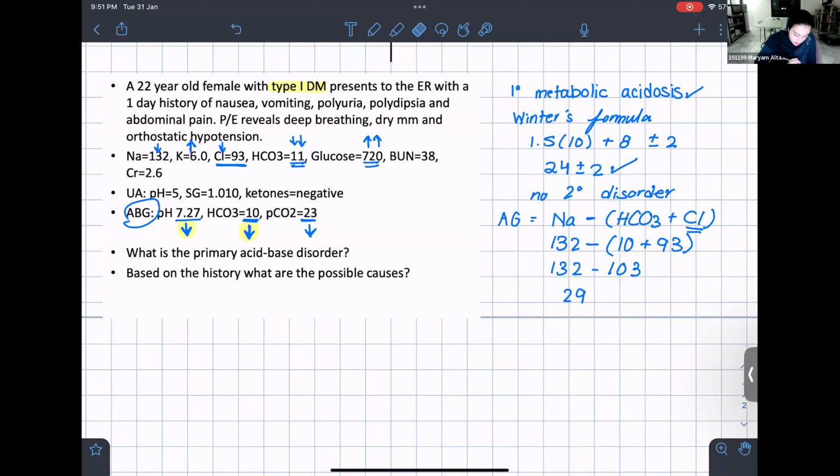Okay. So anion gap is obviously greater than 12, right? Because the anion gap is greater than 12, that means this is an anion gap metabolic acidosis, right? Although, without calculating, we already knew that. Why? Because it's a case of DKA, because the chloride is low, because the anions are high.